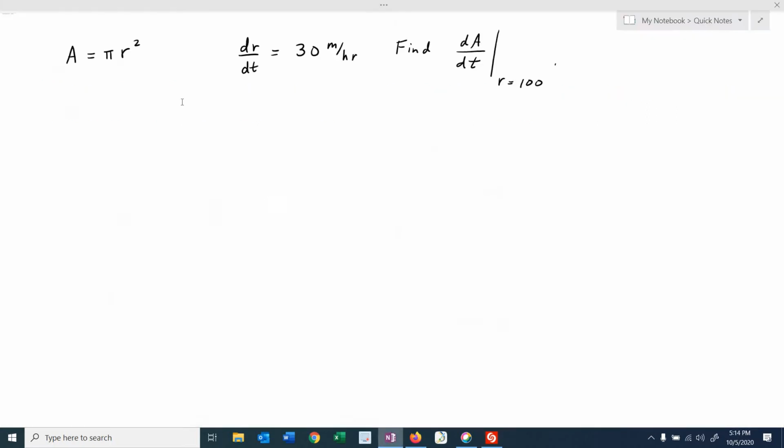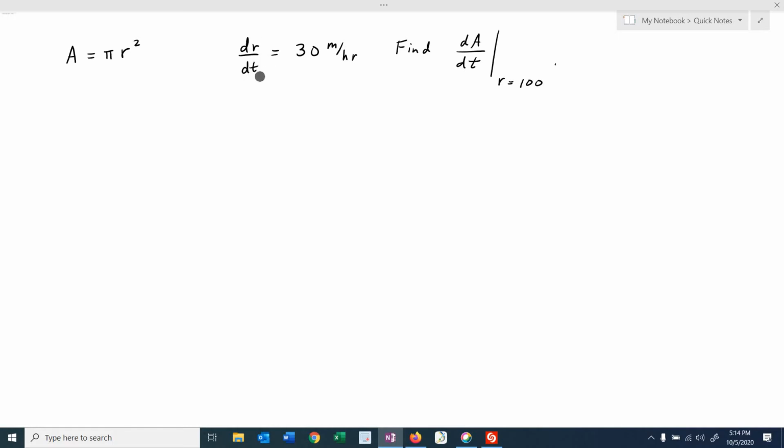Okay, so let me show you how to work this out. This is a related rates problem. When you have a related rates problem, what you should probably do first is write down all the rates of change that you're given and all the rates of change that you're trying to find. In this case, they told us the rate of change in the radius over time was 30 meters every hour. So that's really a derivative. It's the instantaneous rate of change in the radius over time, and so it's just the derivative of r with respect to t.